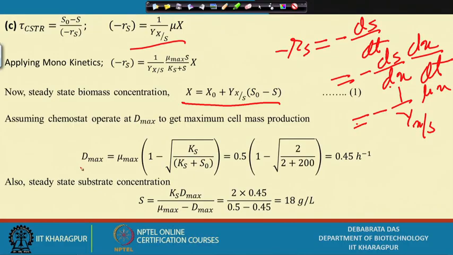So first we find the D max value, and we find this is 0.45 per hour. Then the corresponding S value we find out: S is Ks into D max divided by (mu max minus D max). So we can find out this is about 18 grams per liter that we have.